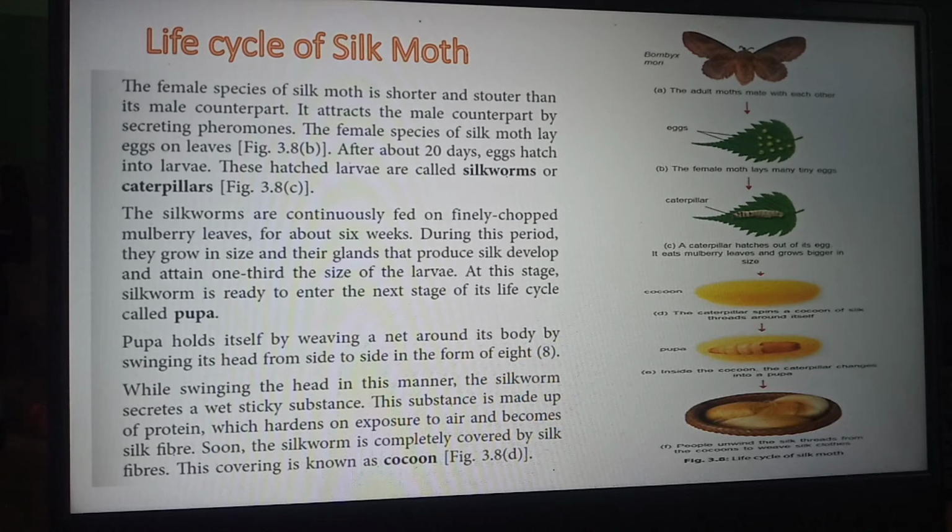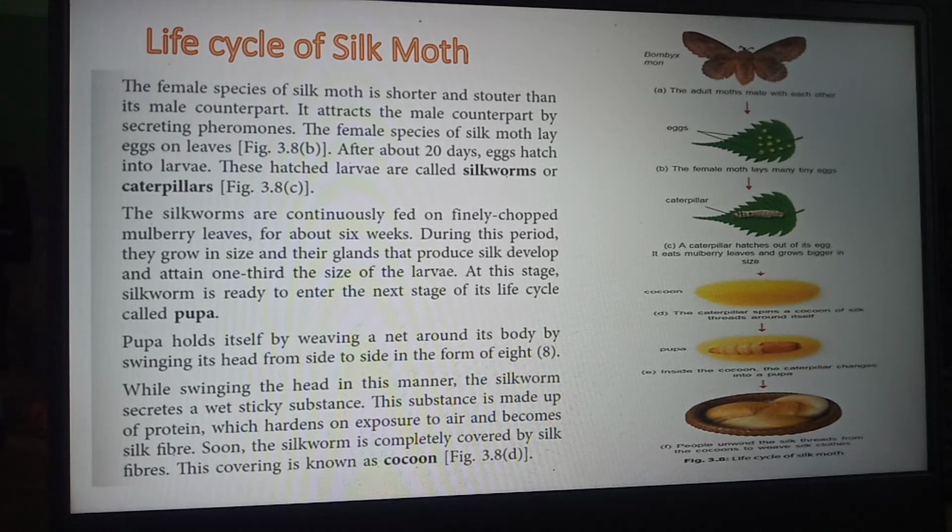Next step. During this period when they are feeding, they grow in size, and their glands that produce silk develop and attain 1/3 the size of the larvae. So as I told you, they are continuously eating the mulberry leaves. Mulberry leaves खा रहे हैं, and when they are feeding, they are growing in size. वो बड़े हो रहे हैं, and side by side, another thing is also developing.